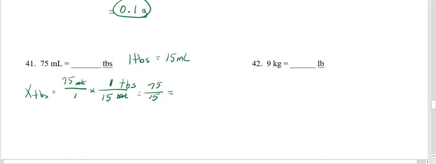Getting distracted, I apologize. 5 goes into 75.